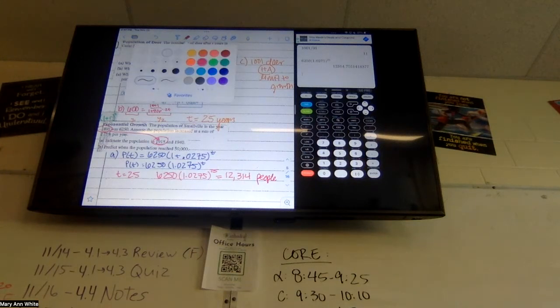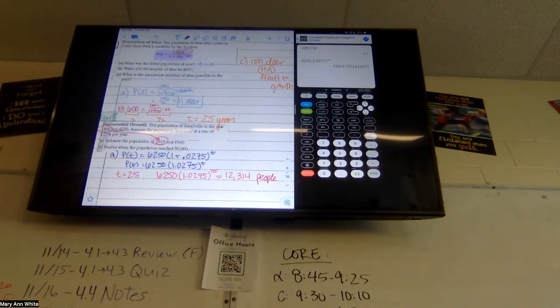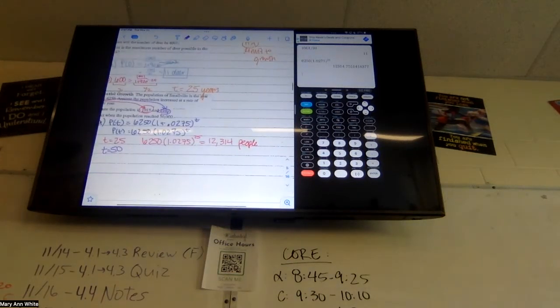We're going to do the exact same thing for the next one. However, this one says from 1890 to 1940. How many years is that? 50. Good. So we're going to plug in 50 for T. And I am going to round this down. You guys doing okay plugging in those big numbers as the exponents?